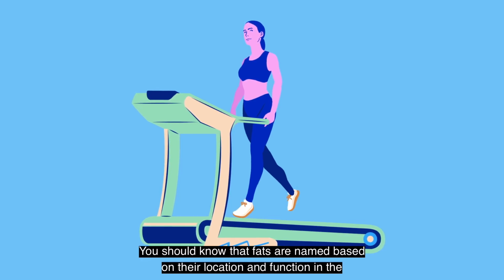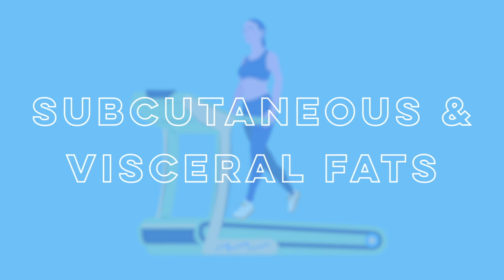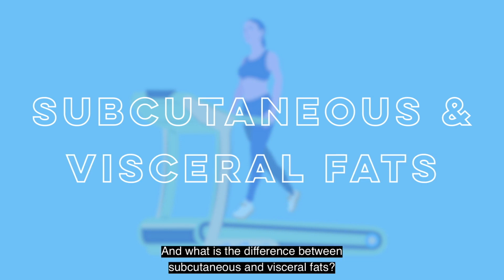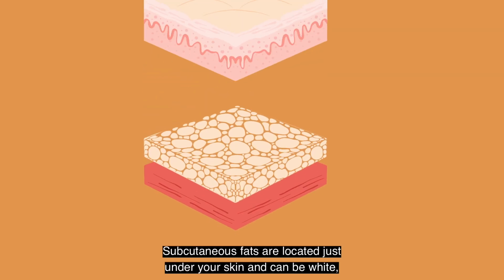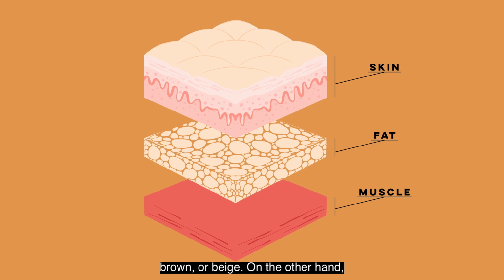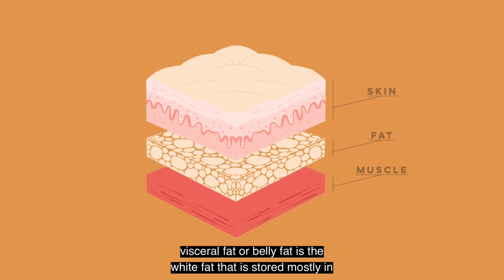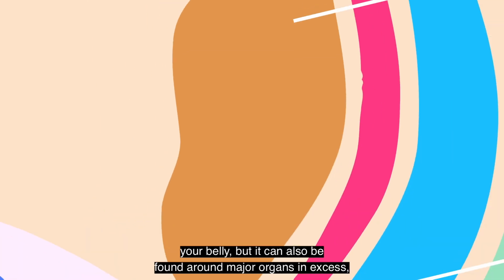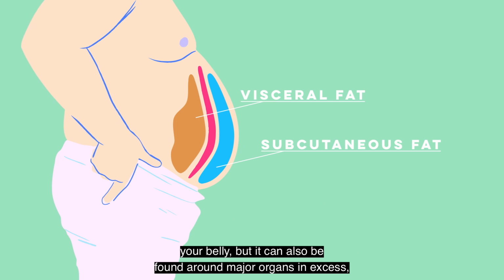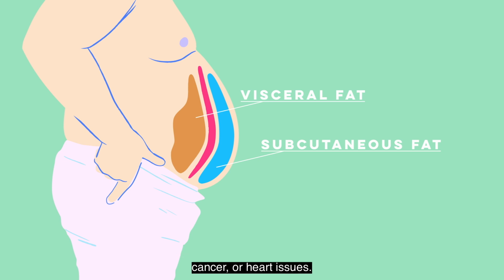You should know that fats are named based on their location and function in the body, such as subcutaneous and visceral fats. And what is the difference between subcutaneous and visceral fats? Subcutaneous fats are located just under your skin and can be white, brown, or beige. On the other hand, visceral fat, or belly fat, is the white fat that is stored mostly in your belly, but it can also be found around major organs. In excess, this fat can be dangerous, leading to diseases like diabetes, cancer, or heart issues.